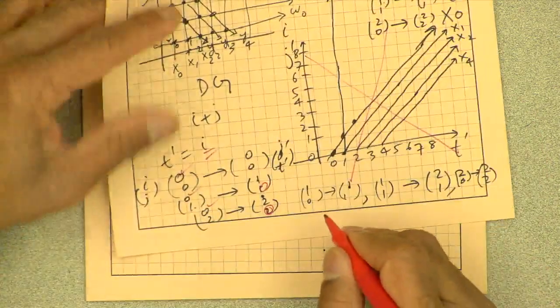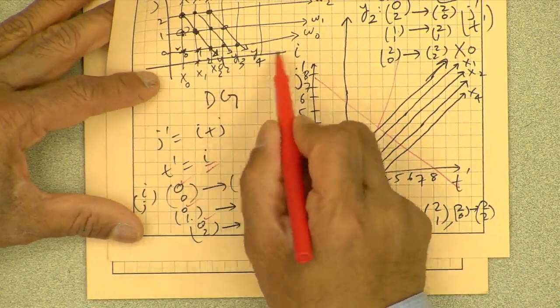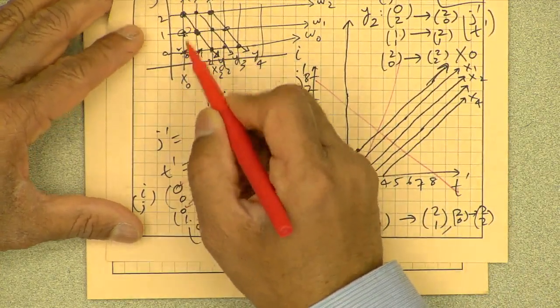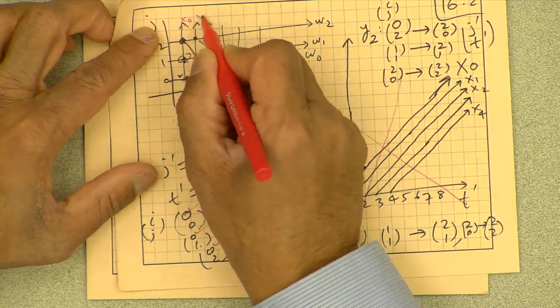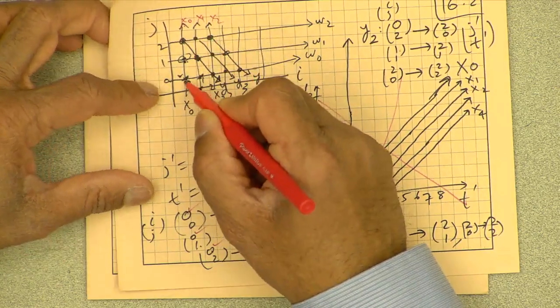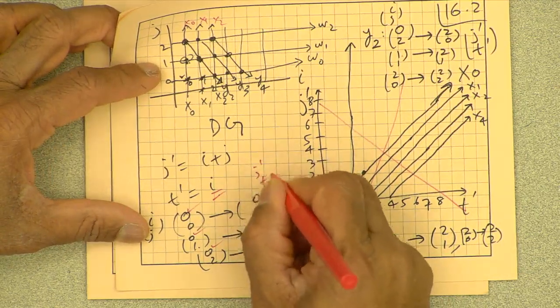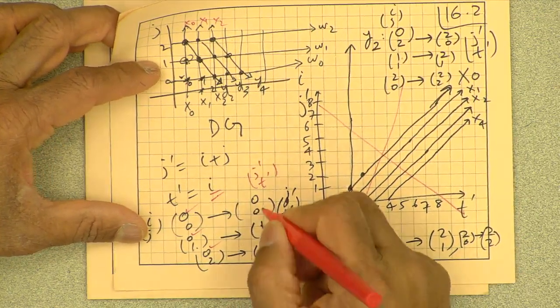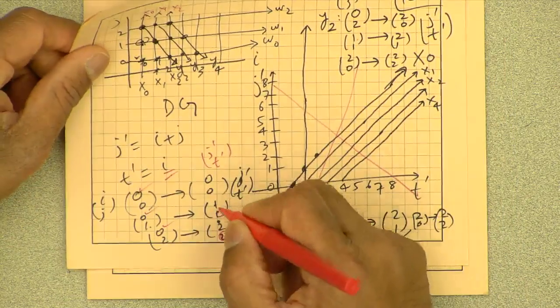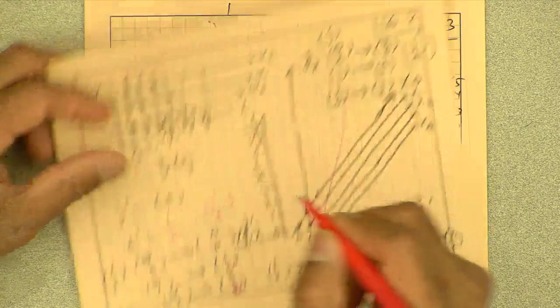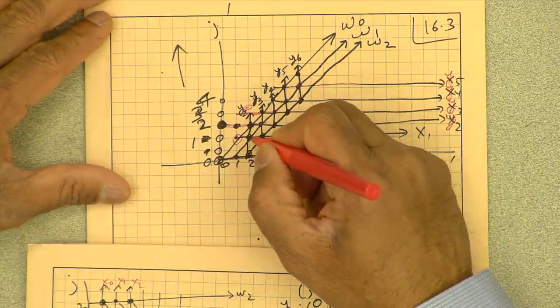And if you look at the input x, where is x here? This is x0, x1, x2. So 0, 0 in j prime t prime is fine. And 0, 1: j prime is 1 and t prime is 0.